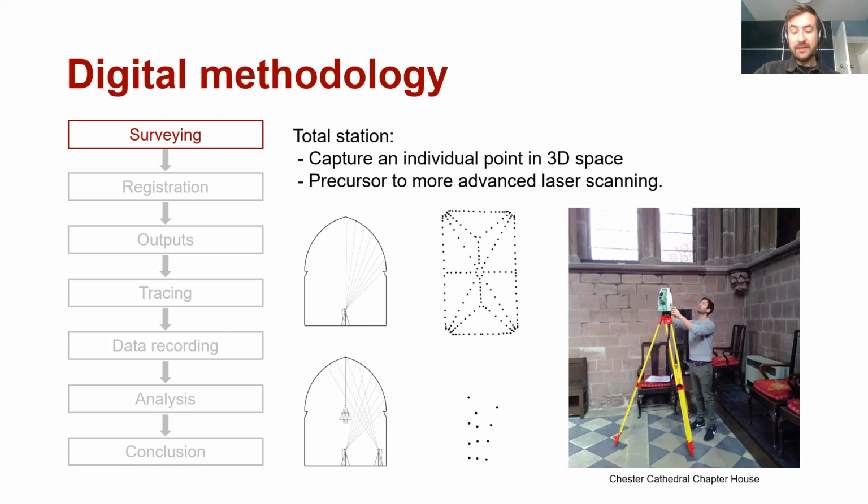Another disadvantage is that the scanning times are long. So to scan 1 vault bay, it typically takes us about 2 hours using total station. And finally, the disadvantage is that the results aren't in color. They're literally points in space that we get out of this data.